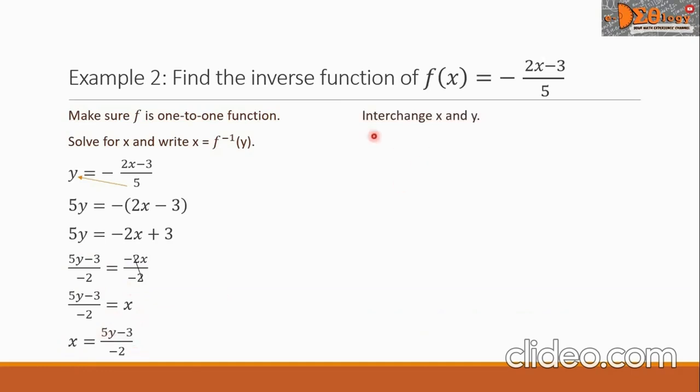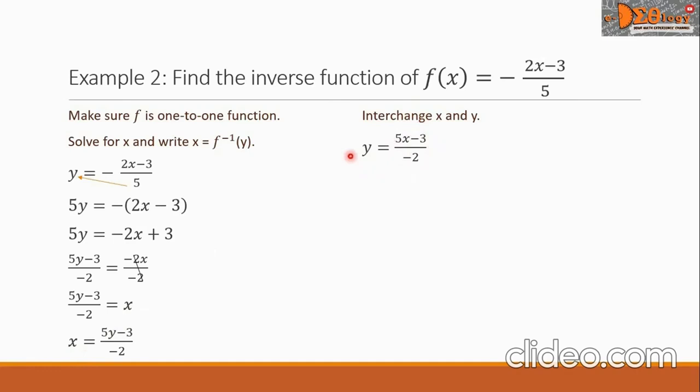For step 3, let us interchange x and y. It means we will copy again this function, but we will change all x into y and all y into x. So you see now, the x here becomes the y and the y becomes x. So the new function here is y equals 5x minus 3 all over negative 2.